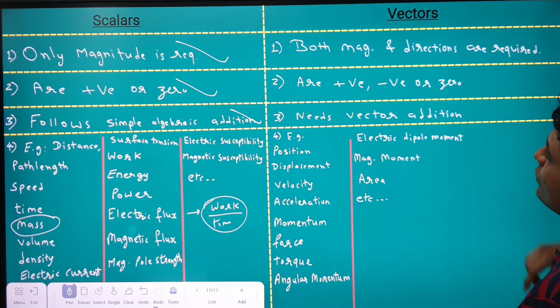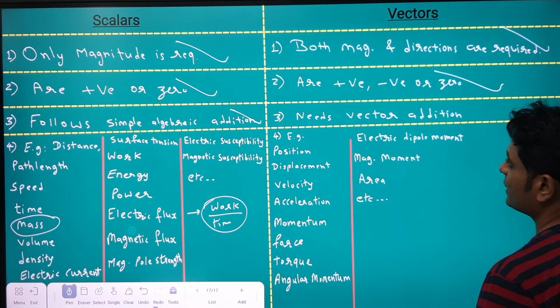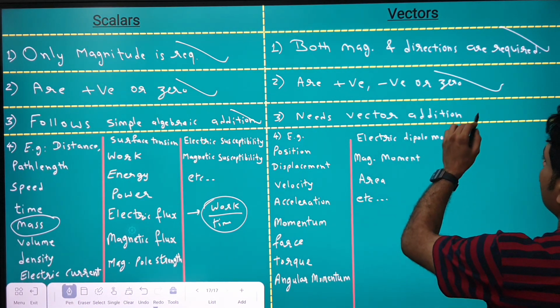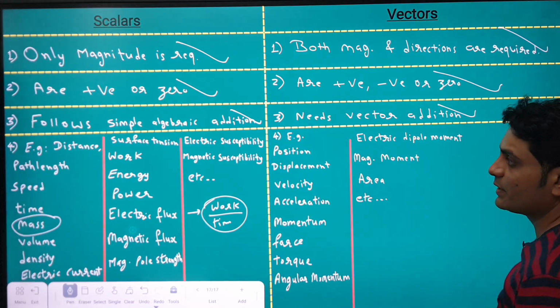Whereas in vector physical quantities, both direction and magnitude are required. They may be positive, negative or zero depending on the conditions given. They need a vector addition. They cannot be added with simple algebraic addition.